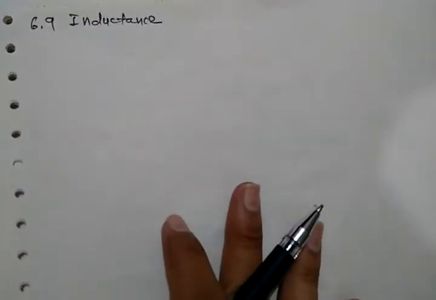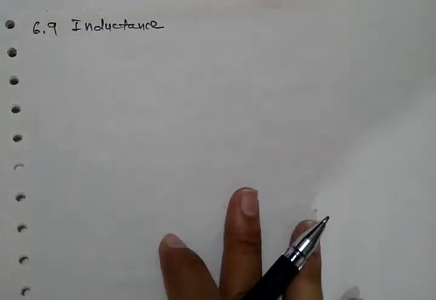Topic 6.9 Induction. In induction, an electric current can be induced in a coil via flux change produced by another coil in its vicinity, or flux change produced by the same coil. So these two situations are described separately in the next two steps.